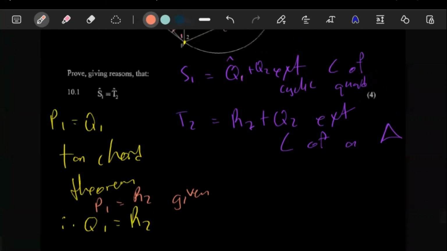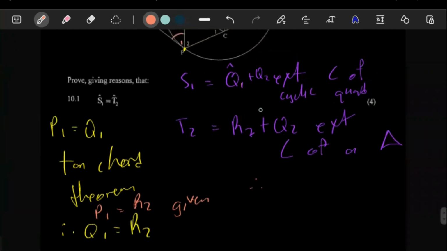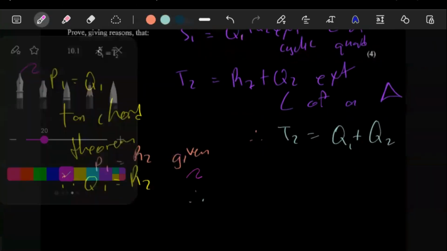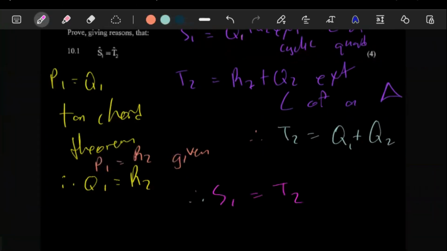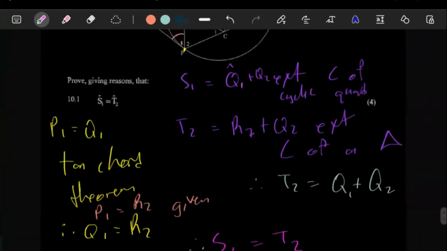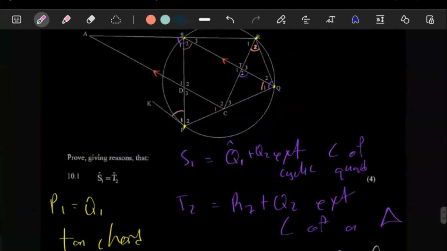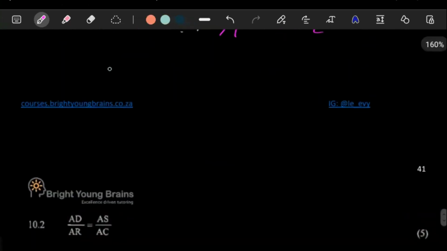So that's a conclusion. So from here you can then write, therefore, T2 is equal to, where you see R2 here, you can just put Q1 plus, and then here you can put Q2. So here you can say, therefore, S1 is equal to T2 because they are both equal to Q1 plus Q2. There we go. So that's another way of working out or showing that two angles are equal. You can show that them combined is equal to the same thing, or they're equal to two angles combined.